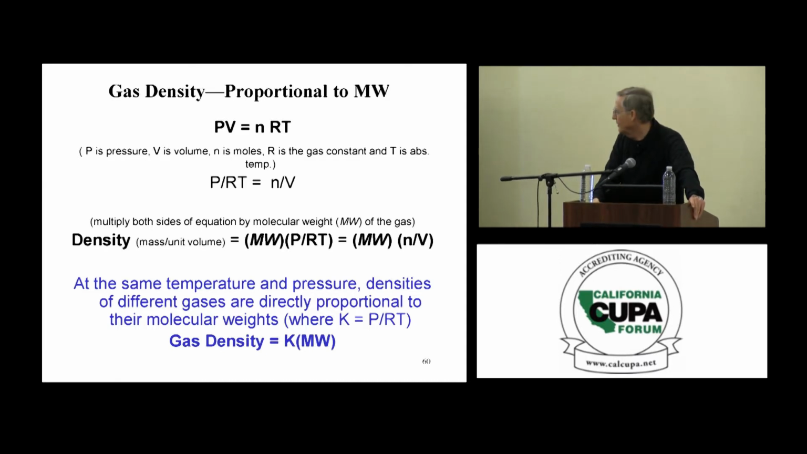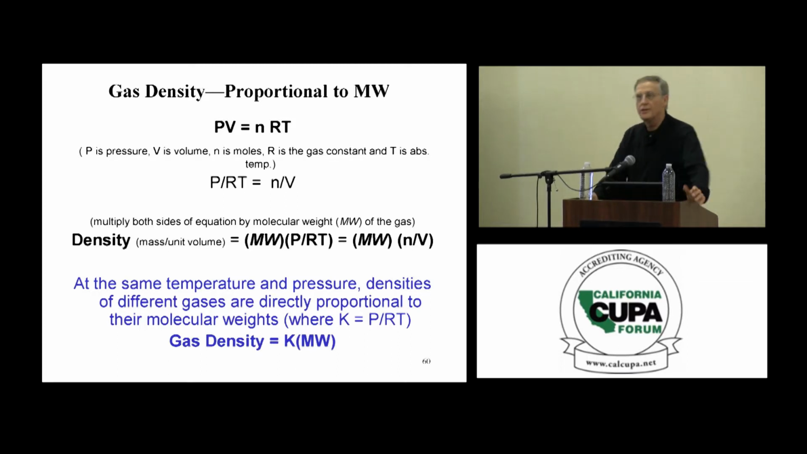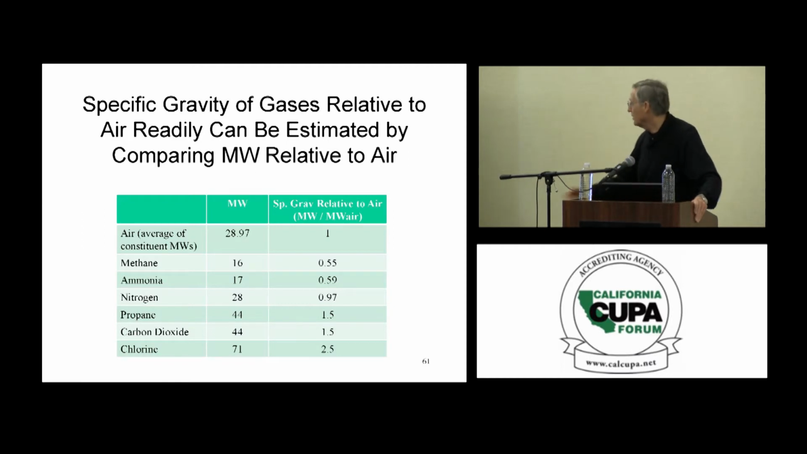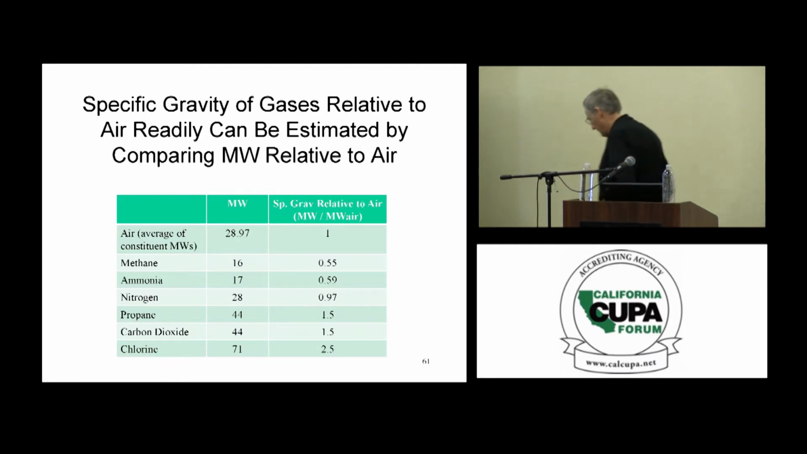If I have chlorine at a molecular weight of 71 compared to air, it's going to be about 2.5. It's a very simple way to remember, and just look here. What's the molecular weight of the gas? Is it going to be less dense or more dense than air at the same temperature and pressure conditions? And here's an example where I use that.